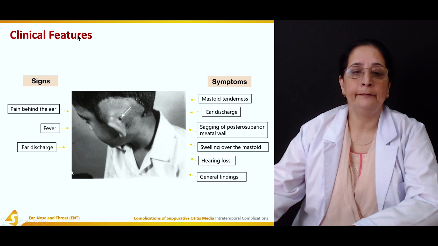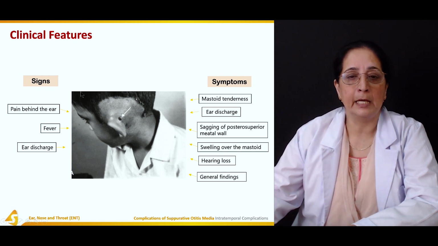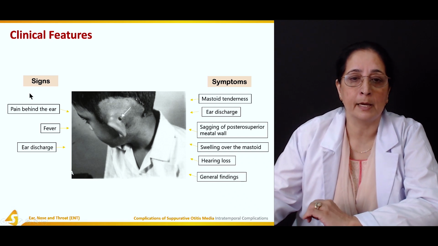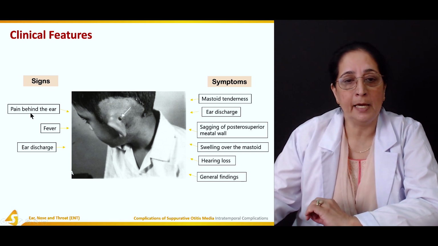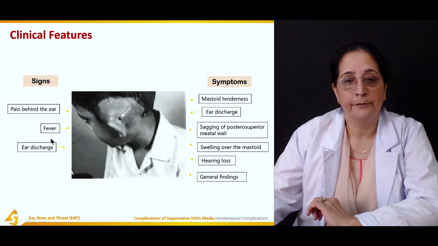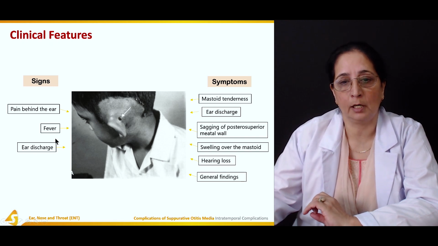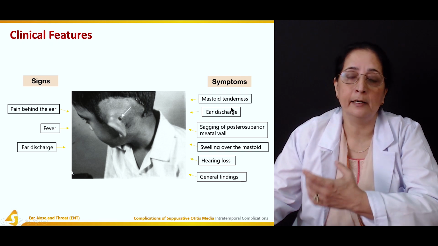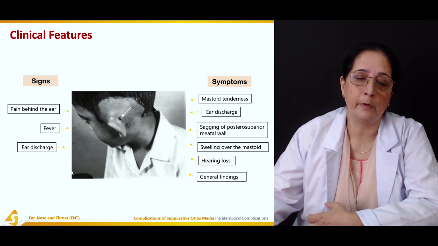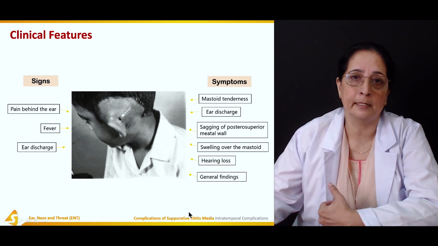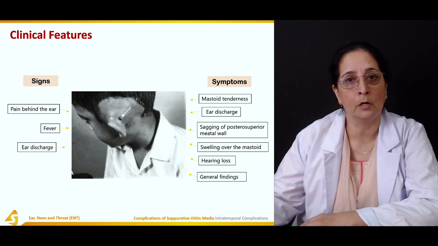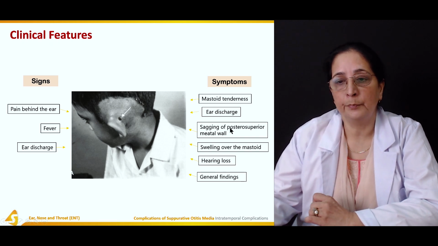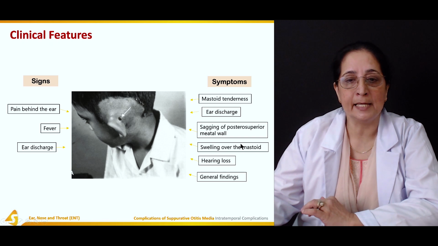Then the clinical features of intratemporal complications or mastoiditis are pain behind the ear, fever, and ear discharge. There is tenderness. Tenderness is very common when there is pus and it's not coming out or not drained. Ear discharge, sagging of posterior-superior meatal wall.